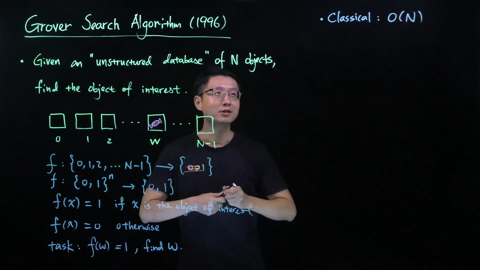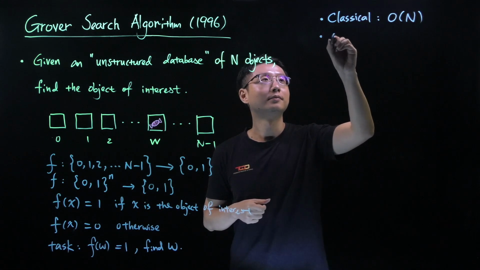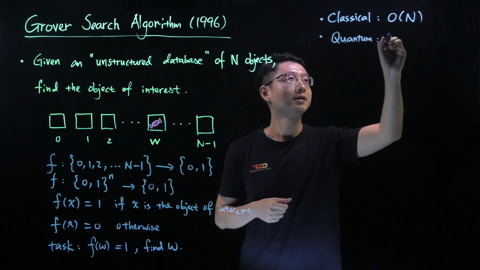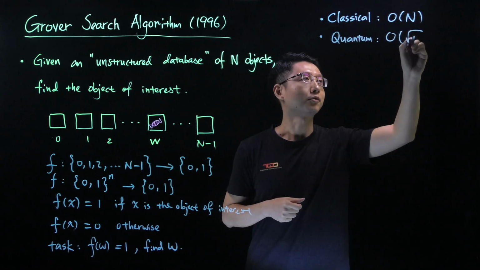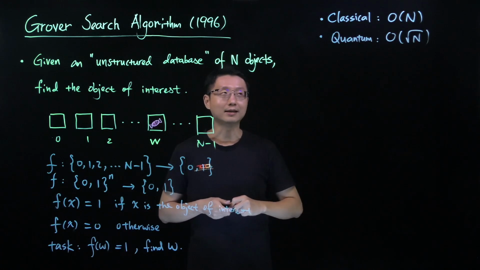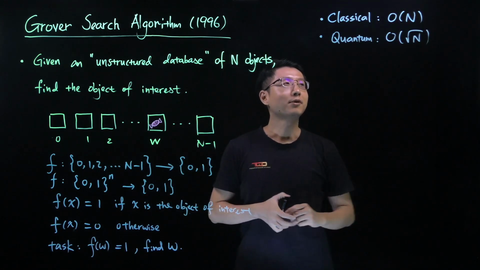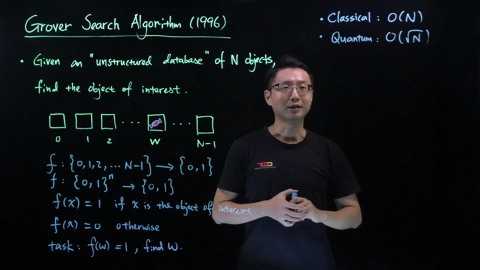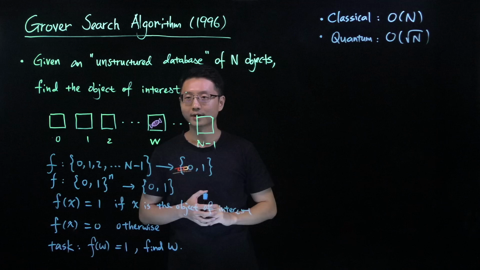Now, how about the quantum algorithm? In this lecture, we're going to see that the order is the square root of N. So here there is a quadratic speedup over the classical algorithm. This speedup, although it's not exponential, for large values of N, is still a considerable speedup.